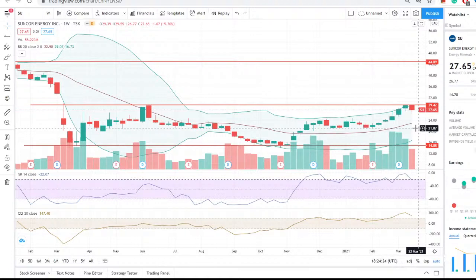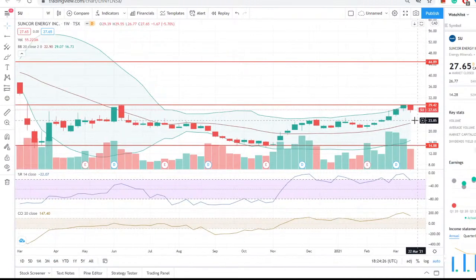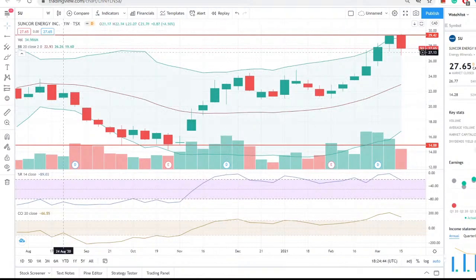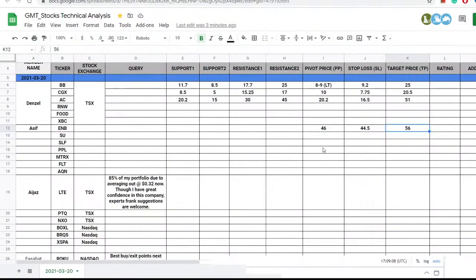Okay. But Suncor is quite different from Enbridge. It's a definite sell over here. That red Marubozu candle is a clear indication of going down. Okay, so 21.30 would definitely be a buy.